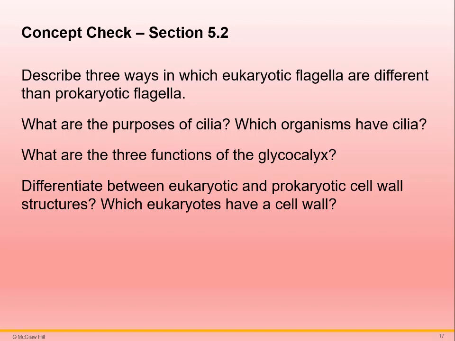Which eukaryotes have a cell wall? So plants and algae, those are two particular ones. They have cellulose cell walls, and then fungi. So that is section 2.